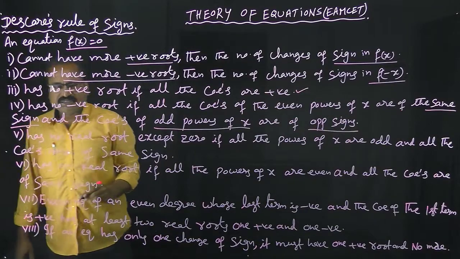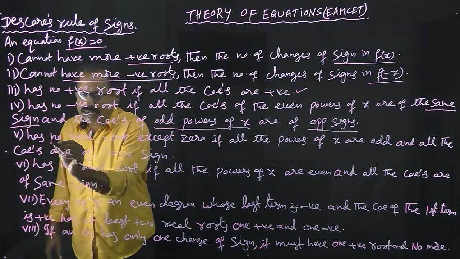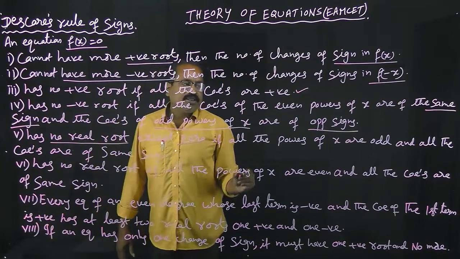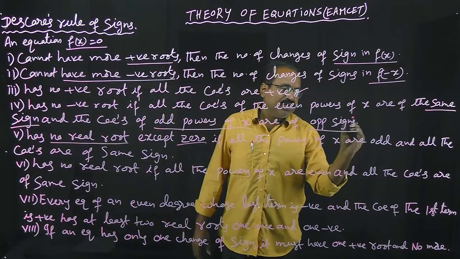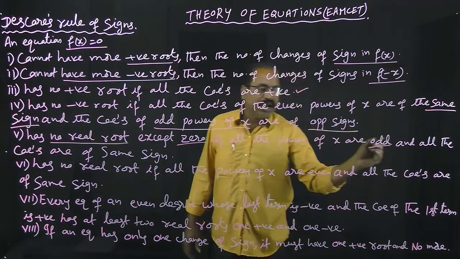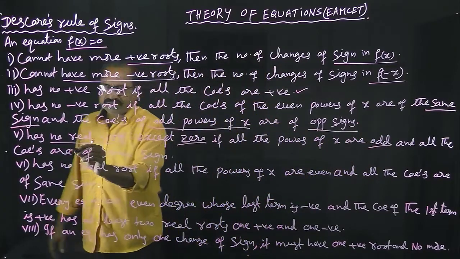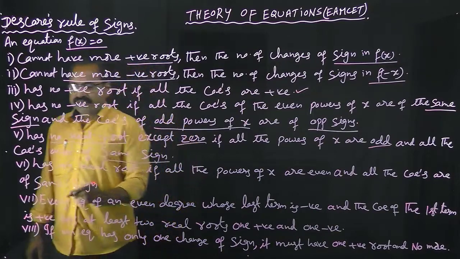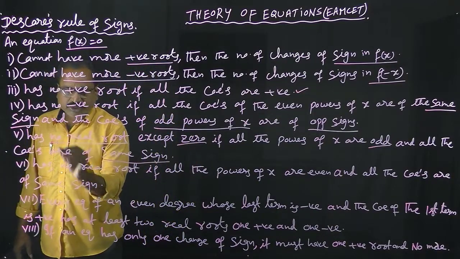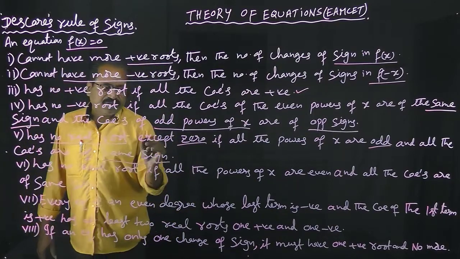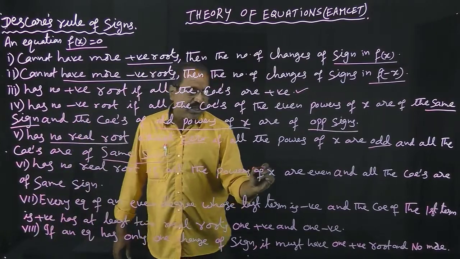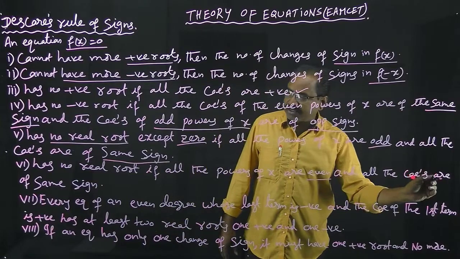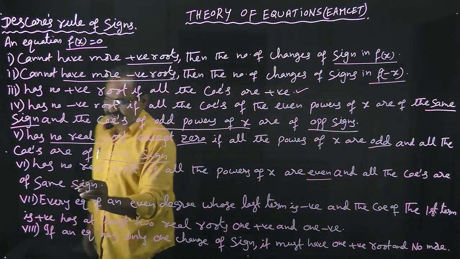Fifth one is, it has no real root except 0 if all the powers of x are odd and all the coefficients are of the same sign. Sixth one is, it has no real root if all the powers of x are even and all the coefficients are of same sign.